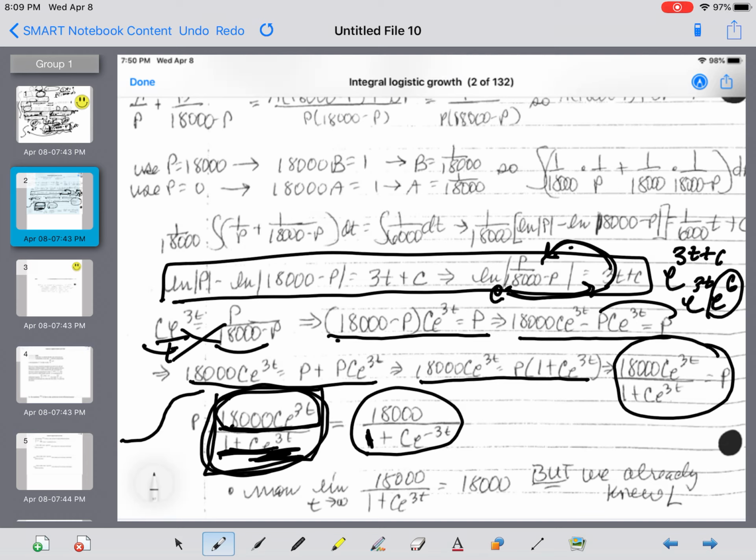And now I want to know my limiting factor. So I take the limit as t approaches infinity. And since it's bottom heavy, the limiting factor is 18,000. Notice this note that I had written in previous class. That's why I already have these notes done. But we already knew the limiting factor.